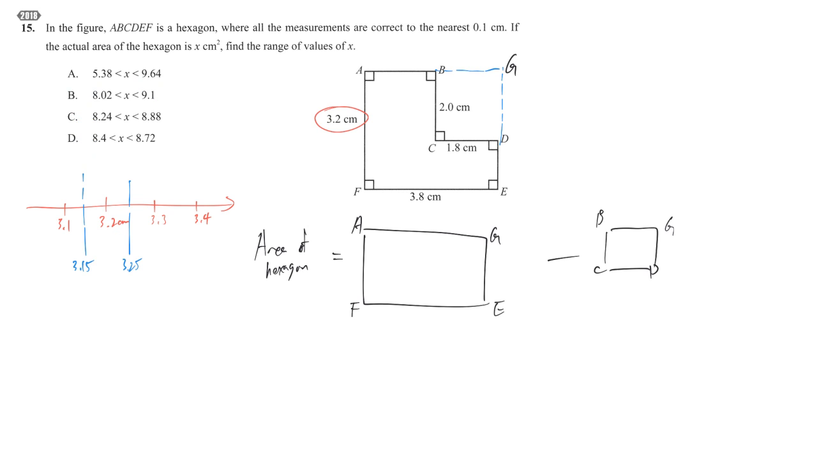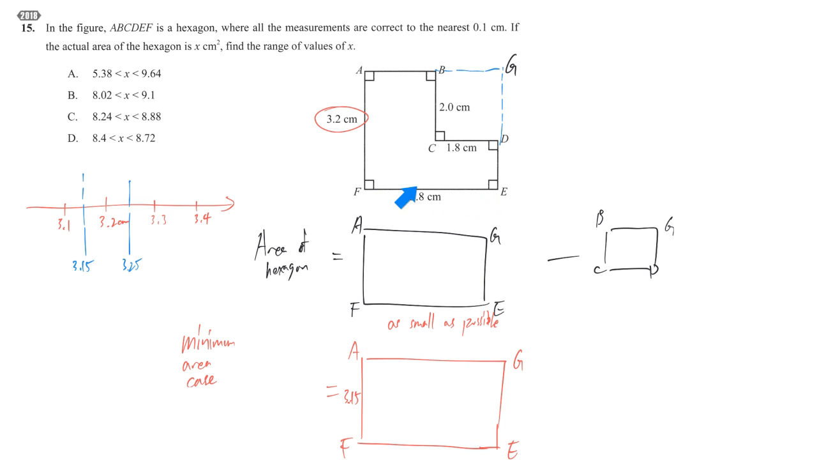So we may consider the minimum area case. Imagine that you want a minimum situation. Then you want the original paper as small as possible. So for every length here, you will try to choose the lower boundary, because 3.15, we still consider it is 3.2. So for AF, I take 3.15, which is the minimum value. Similar reason, 3.8, I take 3.75.